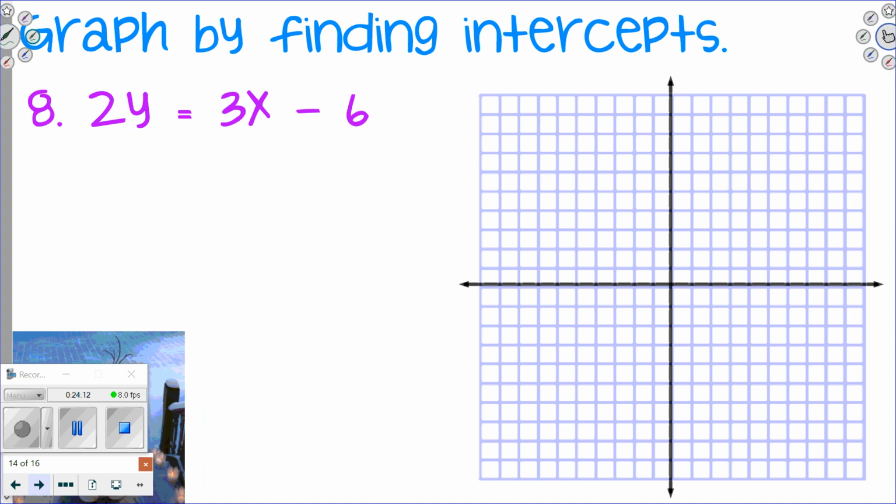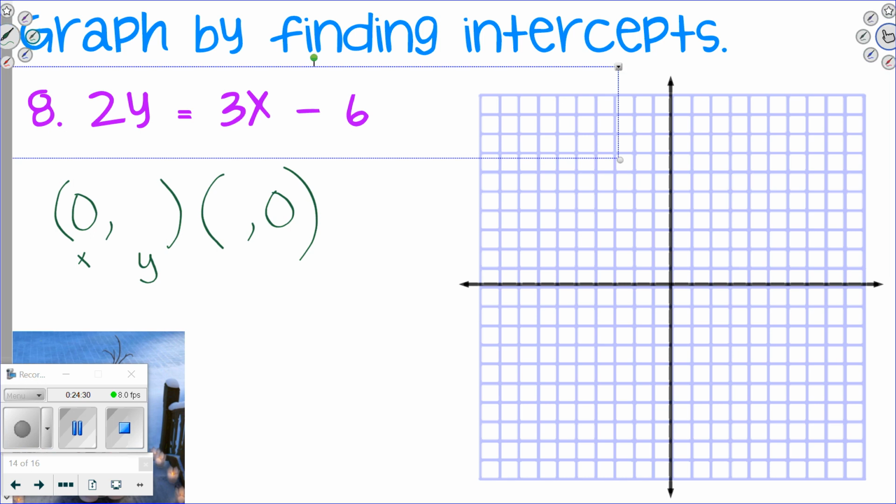All right. Graph by the intercepts. So again, in my brain, I'm writing down my 2 ordered pairs where 0 is an x and the other one 0 is a y, and I'm going to go ahead and plug those in and see what I get. So if I put a 0 in for x, that part's gone, and I have 2y equals -6. Good, so y is -3.